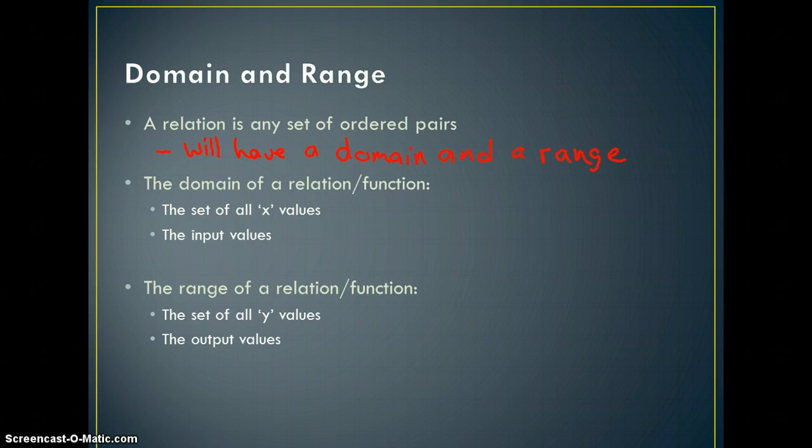The domain will be the set of all x values, and those will also be referred to as the input values. So those are your x values, whether it's on the x-axis or in ordered pairs. There could be a multitude of different ways, but the x values will always be the domain. Likewise, the range is the set of all y values, and those are referred to as the output values. So anything that's an output or related to y will be part of the range.